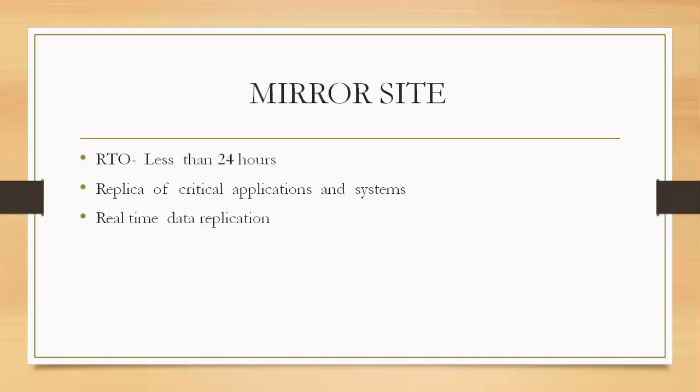If you must go live within less than 24 hours, then you need a mirror site. A mirror site is an upgrade of the hot site. So you have a replica of critical applications and systems that are in a data center. Then beyond that, you have real-time data replication, so that if the primary data center goes down in the first minute, the second minute you can actually activate the mirror site. It's quite expensive, so there will need to be a business justification.